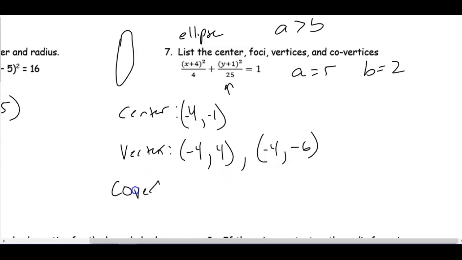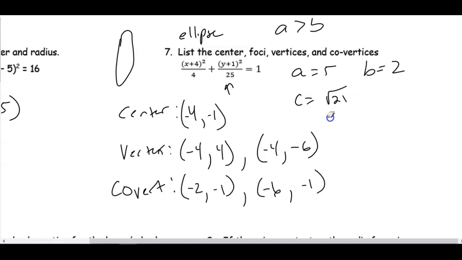For my covertices, notice the x values will change. So I'm going to go -4 + 2, so -4 + 2 would be -2. And -4 - 2 would be -6. And then I gotta find C real quick. 25 - 4 is gonna give me 21. And the square root of 21, I don't like it. Anyway, we end up with C equals square root of 21. I hate when we get ugly numbers.